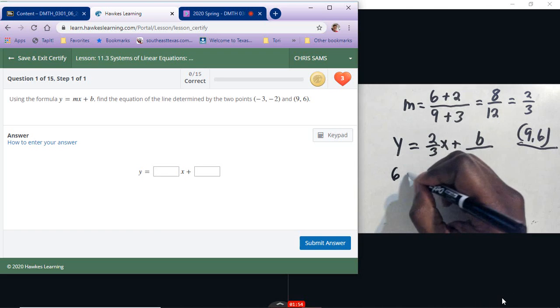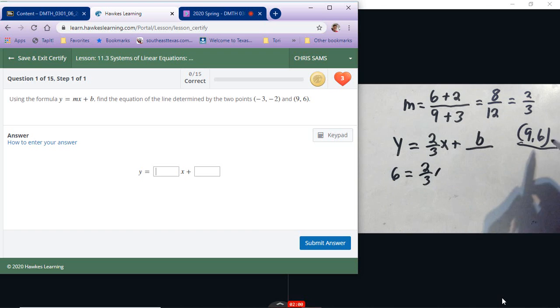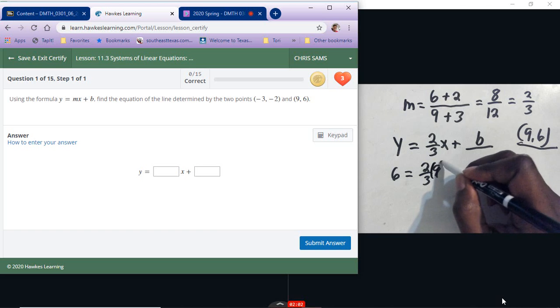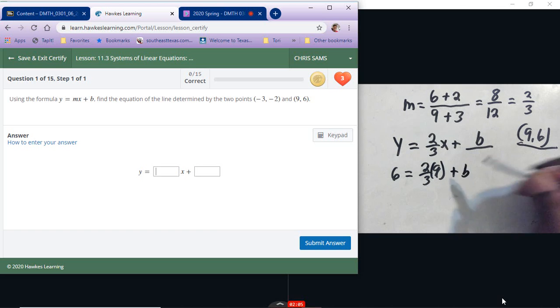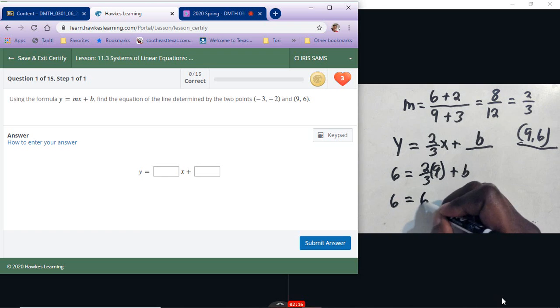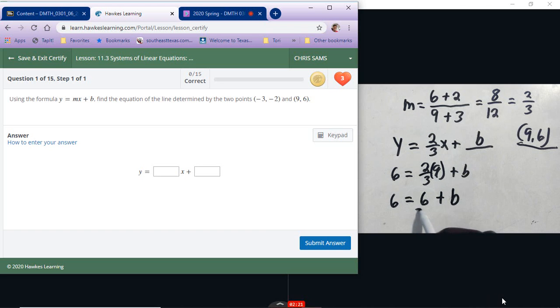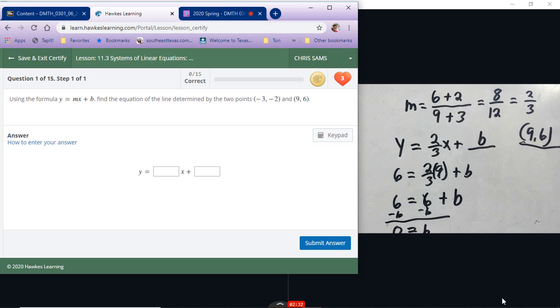So 6 equals 2 over 3, x is 9, so you got to multiply by 9, plus b. So what happens, we multiply by 2 and then divide by 3. So we get 18, 18 divided by 3 is 6. So we get 6 is equal to 6 plus b, and then you subtract 6 from both sides to get b by itself. And that goes away and that goes away, so you end up with 0 is equal to b. So your y-intercept is 0.